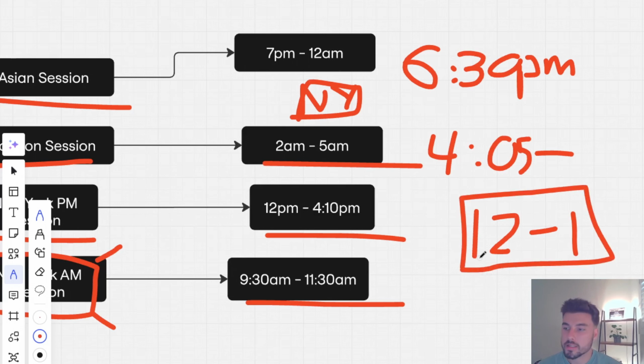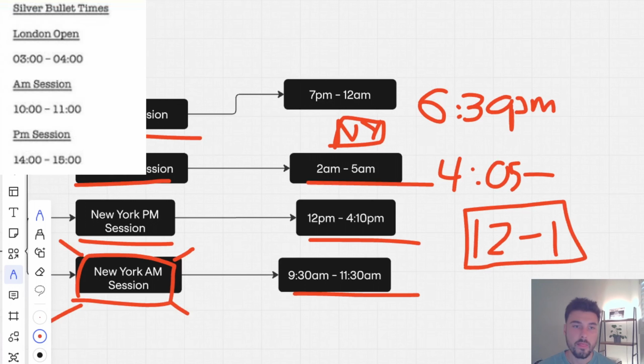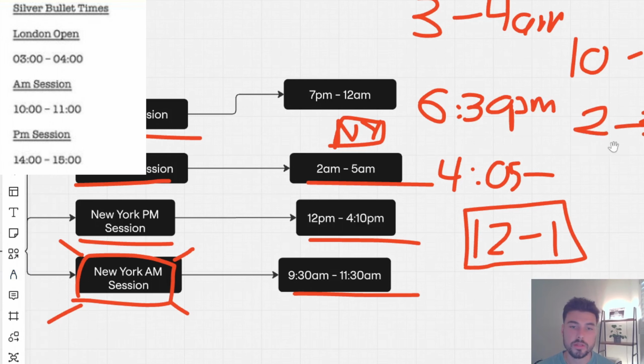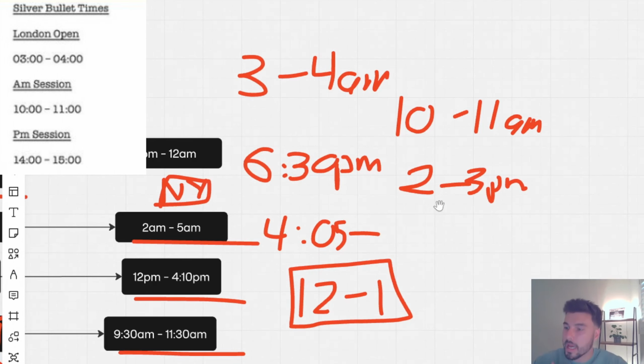Yes. I know ICT promotes silver bullet sessions and they are going to be between 3 to 4 a.m. New York time for London session, and also 10 to 11 for AM session and 2 to 3 p.m. for PM session. However, are these the only times that you can trade in the AM session, the London session, or the PM session? No.